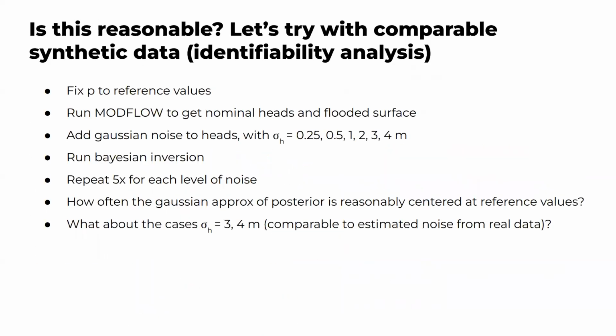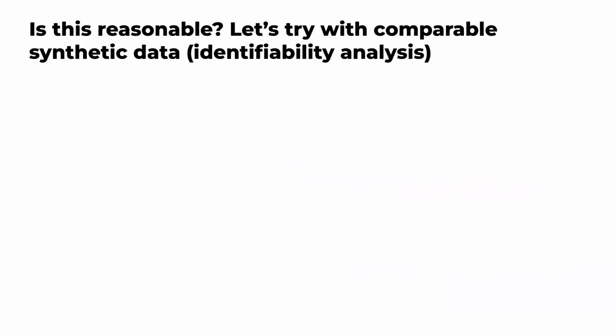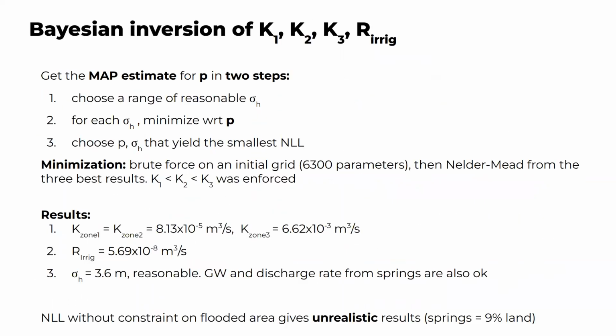One other thing that I didn't mention earlier is this sentence here. If you run MODFLOW at the nominal MAP values, you can compute the groundwater flux into the river, and the number that we got is comparable with the analysis done by another group on another river in the same area. That gave us intuition that our MAP values were okay.